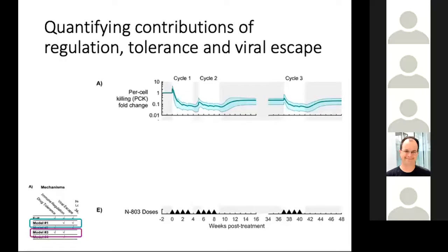So in this model, remember that we have both viral escape mechanisms as well as immune regulatory mechanisms that are driving this change in the per cell killing.